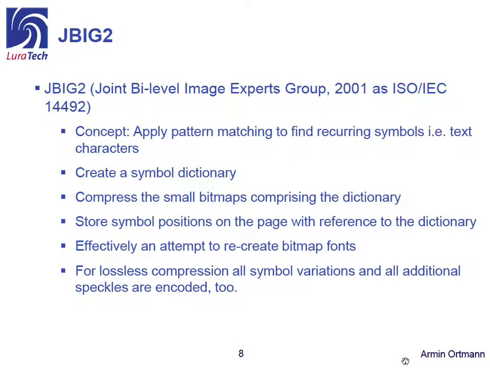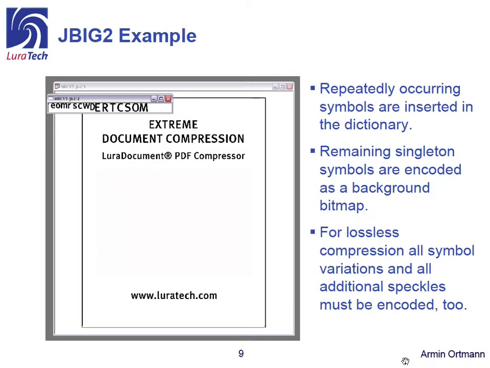As an example, this is again from the sample page we had before, and those would be the characters in the dictionary. It's quite well to see here as there is not so much text, but you see, for example, the X, which occurs only once, we didn't put in the dictionary because there is no point in referencing it from there. You can just as well directly compress it in the so-called background bitmap.